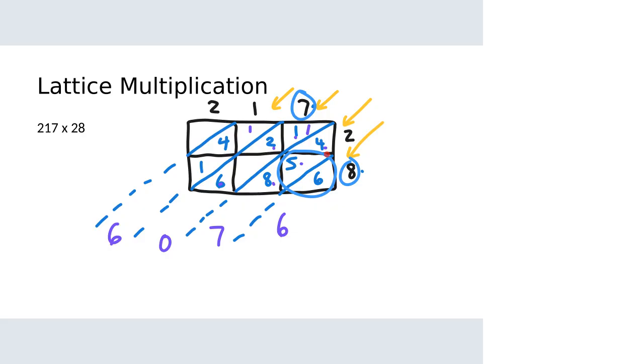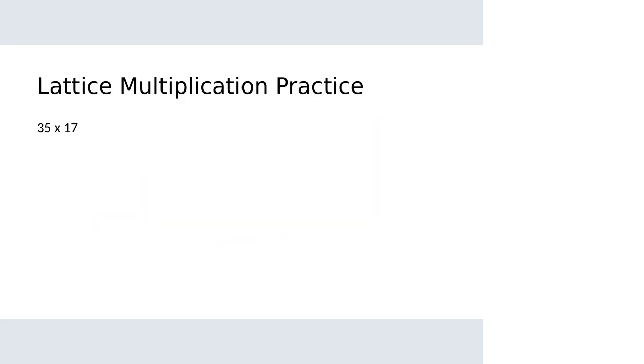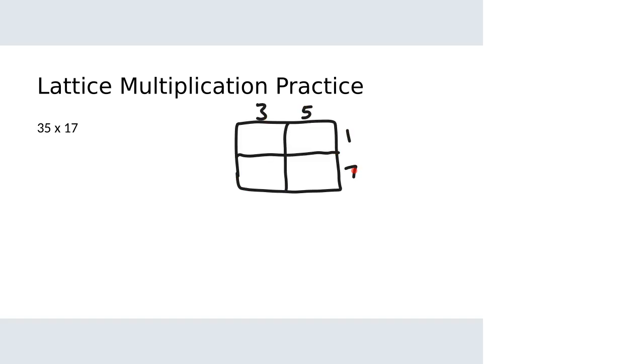All right. I'm going to have you practice one like this. So I want you to try 35 times 17. And just to make sure you get a little bit of a push in the right direction, we just need two columns for the 35, two columns for the 17, and then I'll let you finish it from there.